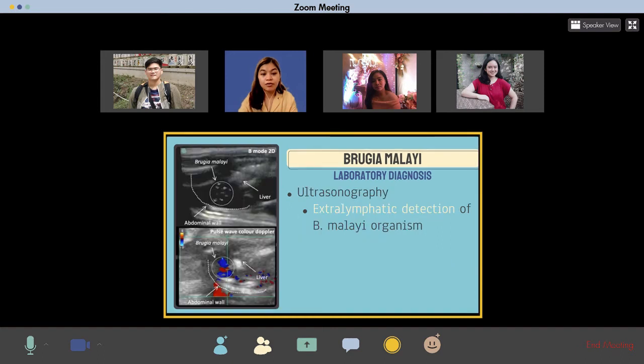Another method is ultrasonography, in which infection with Brugia malayi not only affects the structure and function of lymphatic vessels, but is also associated with extralymphatic pathology and diseases, since it is now possible to detect living adult worms by ultrasonography. A great deal of emphasis is placed on the lymphatic pathology.